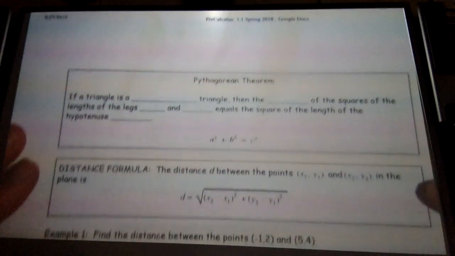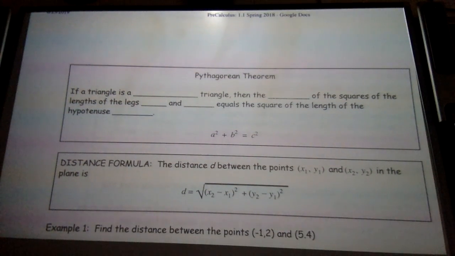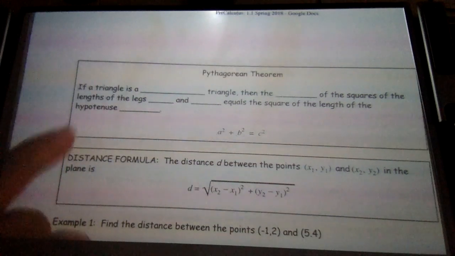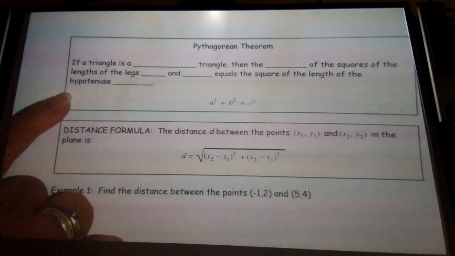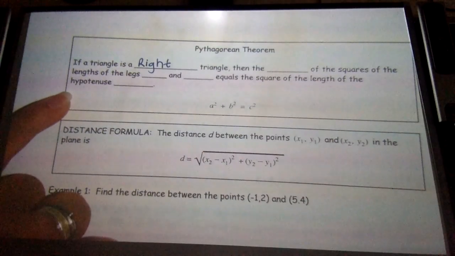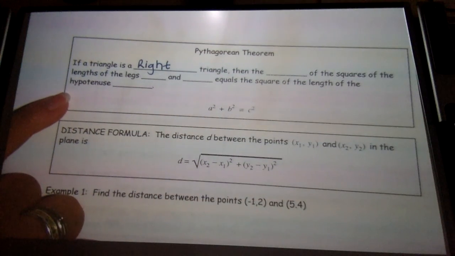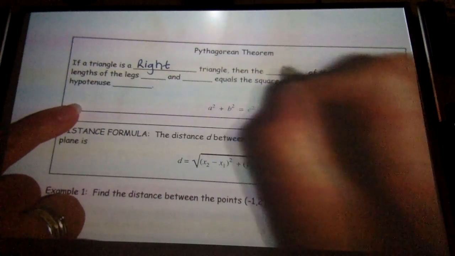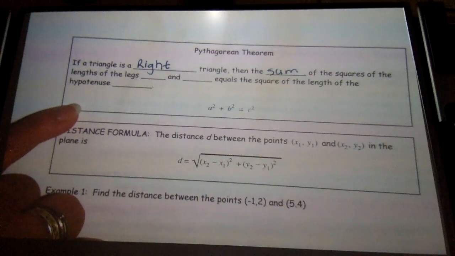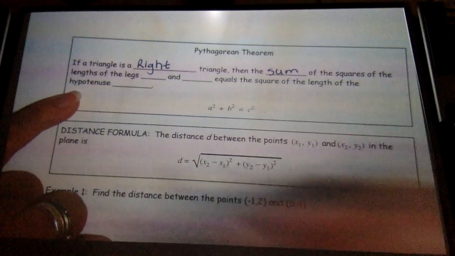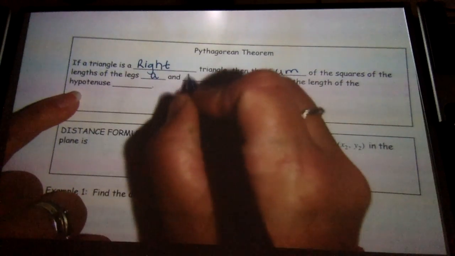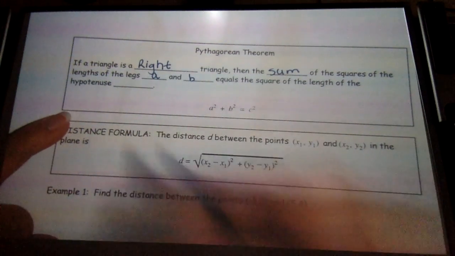We're going to look at the Pythagorean theorem. What type of triangle does the Pythagorean theorem go with? Right triangle. So if a triangle is a right triangle, then the sum of the squares of the legs a and b equals the square of the length of the hypotenuse c.